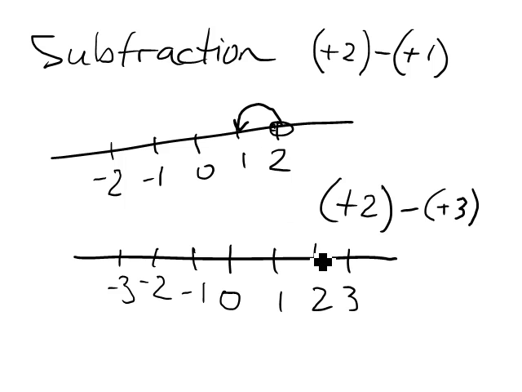If I subtract positive 1, I knew I had to get to 1 here. So I went to the left. I'm going to do the exact same thing here. I'm going to go from positive 2. Instead of going to the right, like I would for addition, I'm going to go 1, 2, 3 to the left. And I end up at negative 1.